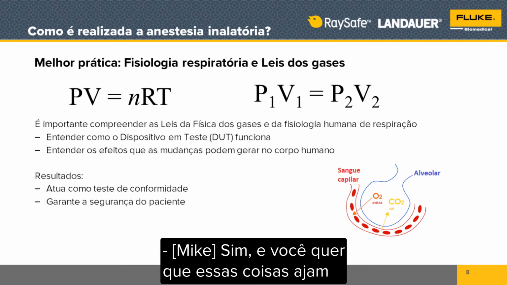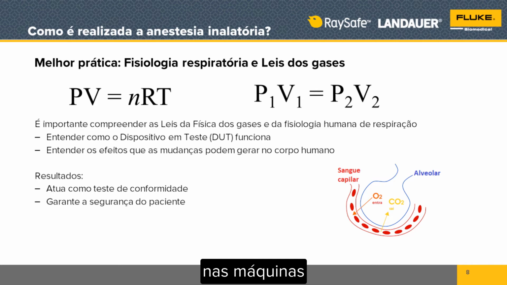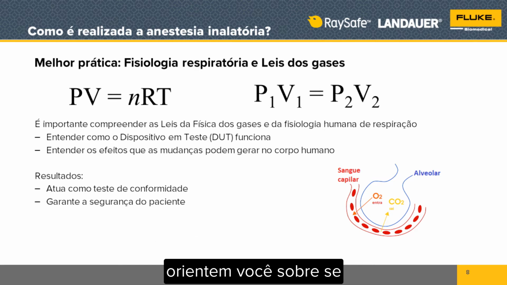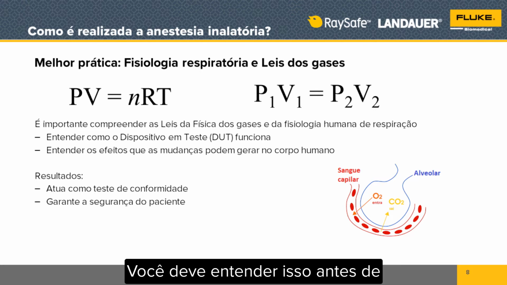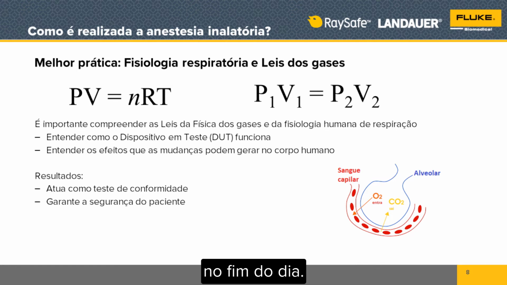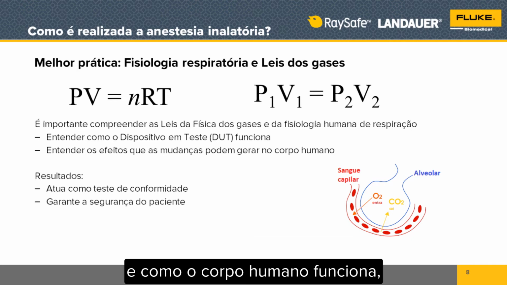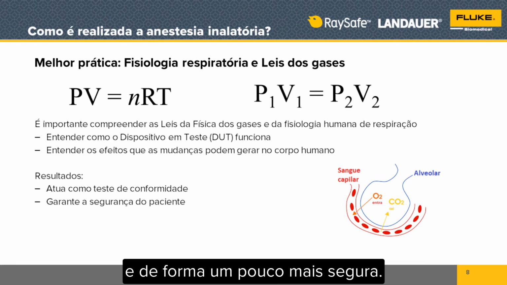And you want these things to act as a sanity check. You're making changes and adjustments to the machines. So let these laws and let human physiology guide you on whether or not the things that are happening and what you're seeing make sense to you. You should understand that before you just go and start pressing buttons, because again, it's patient safety at the end of the day. But if you understand how it performs and how the human body performs, you can do your job a little bit better and a little bit safer.